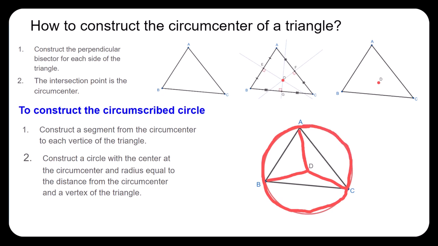All right, so the incenter was when the circle was on the inside of the triangle, and now we're going to have the circle going around the triangle, passing through each vertex. All right.